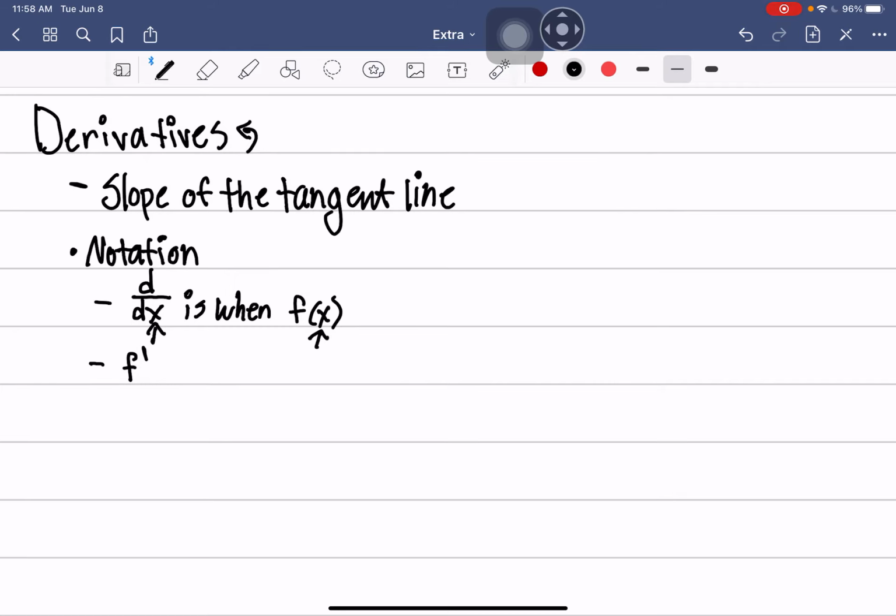Now, so basically, anytime you see slope with a tangent line, just remember we're talking about derivatives. Same thing whenever, as for notation, d over dx or f prime.